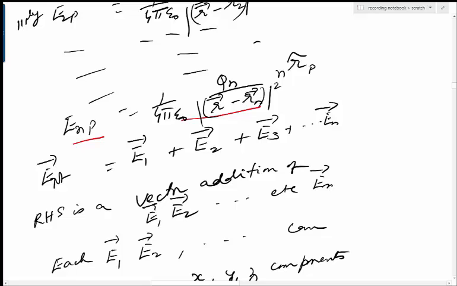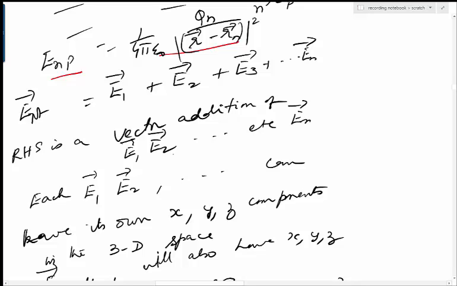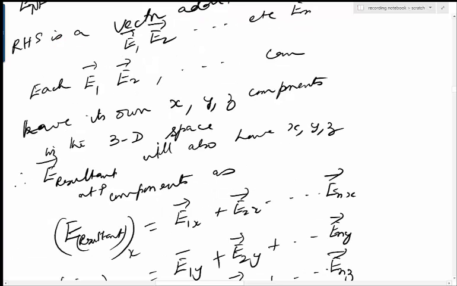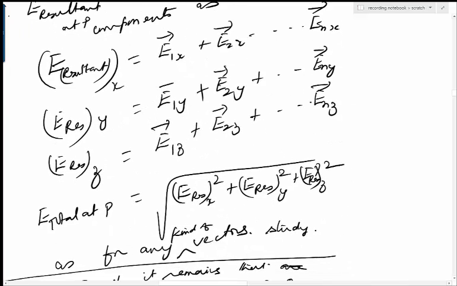So the E vector will be E1 vector plus E2 vector, etc., some of which may be positive or negative as the case may be. This is a vector addition. Each E vector can have its own x, y and z components in three-dimensional space, and E resultant will also have x, y, z components as explained in vectors. E resultant's x component will be E1's x component plus E2's x component, etc., plus En's x component. E resultant y will be E1's y plus E2's y plus, etc., En's y. And E resultant z will be E1z, etc.